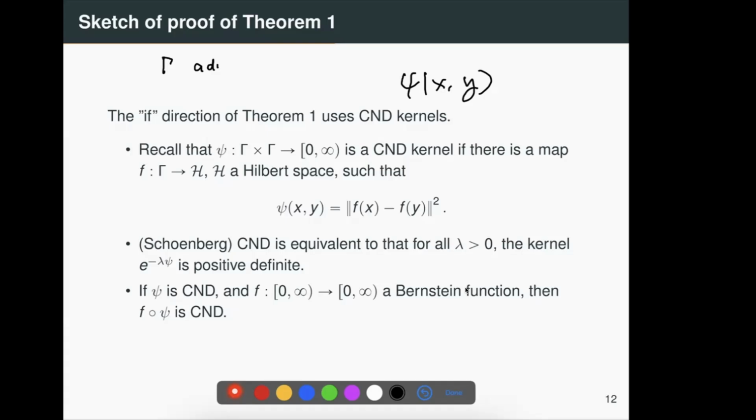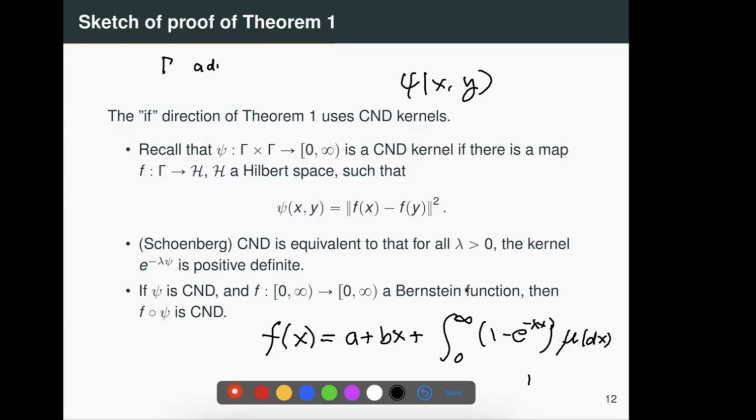You can take the definition of a Bernstein function to be that it admits this Levy-Khinchin representation, with a constant and a linear part, and the important thing is that it looks like a Laplace transform of a measure. The measure needs to satisfy a mild condition, that near 0 it is integrable against x. This characterizes Bernstein functions, and you can check by definition that composing a Bernstein function with a CND kernel is still CND.